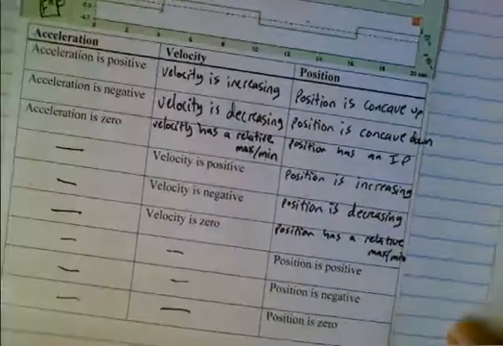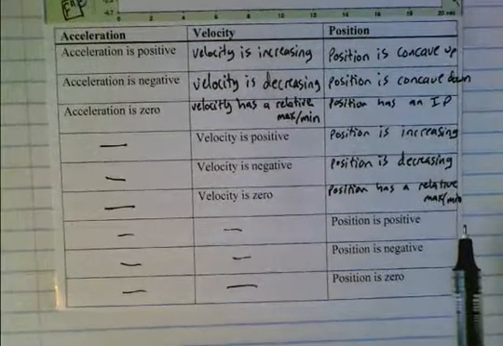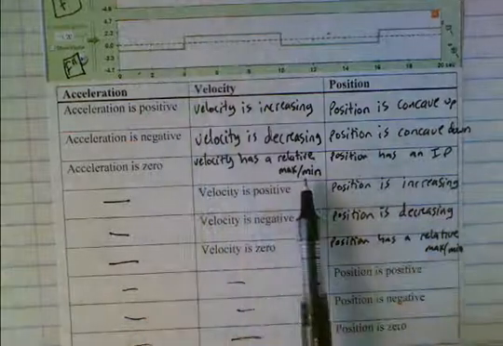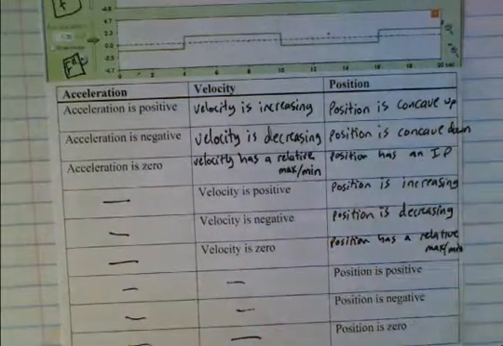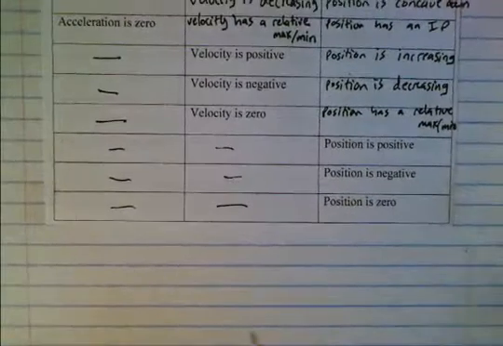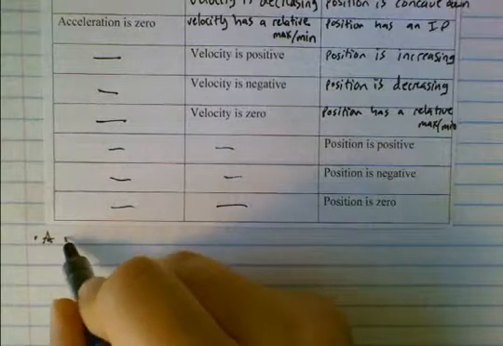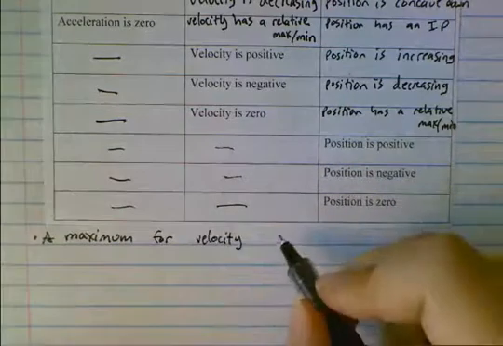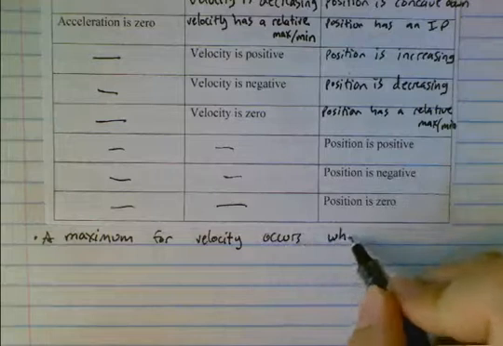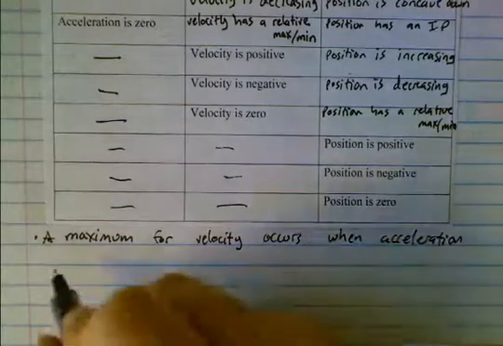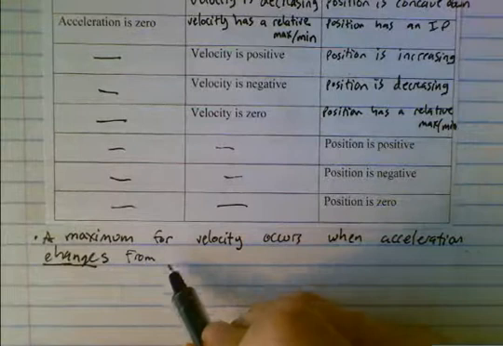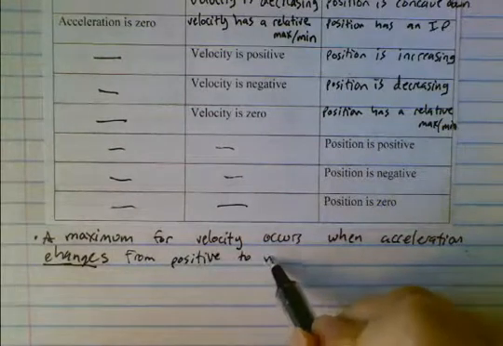Now, let's add in a little bit more detail about these relative maxima and minima. Notice that for velocity, velocity has a relative minimum when acceleration changes from negative to positive, and velocity has a relative maximum when acceleration changes from positive to negative. So let's just write this down here. A maximum for velocity occurs when acceleration changes from positive to negative.